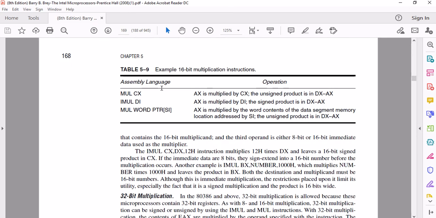So here are some examples related to 16-bit multiplication. AX is multiplied with CX and the 32-bit product will be saved in DX, AX. Higher 16 bits are saved in DX and lower 16 bits are saved in AX. In the same way, IMUL DI, again AX multiplied by DI, the product is saved in DX, AX. Higher bits in DX and lower bits in AX.